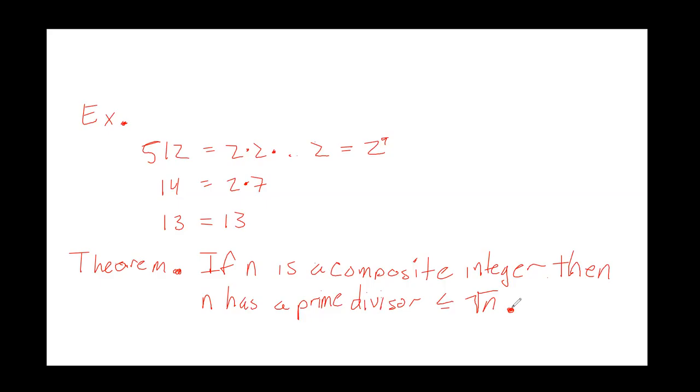If you multiplied a number that was greater than the square root of n times that number, you would get a number that's greater than n, right? So the other factor would have to be less than the square root of n. That's just the informal sketch of how you would draw out that proof.